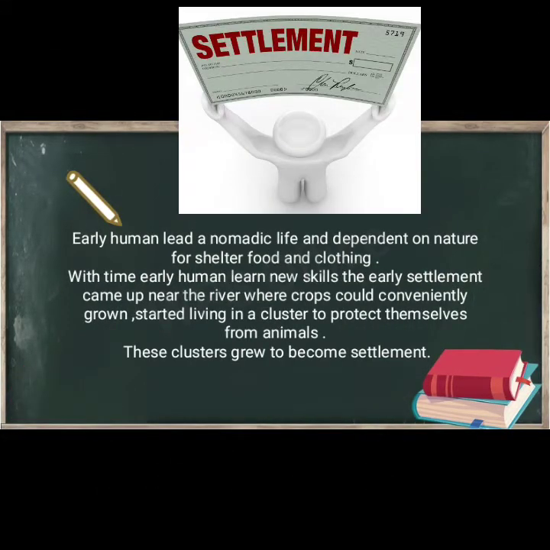Early humans led a nomadic life and were dependent on nature for shelter, food, and clothing. With time, early humans learned new skills. The early settlements came up near the river where crops could conveniently grow. They started living in clusters to protect themselves from animals, and these clusters further became settlements.